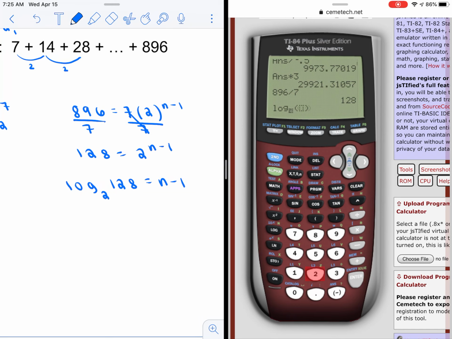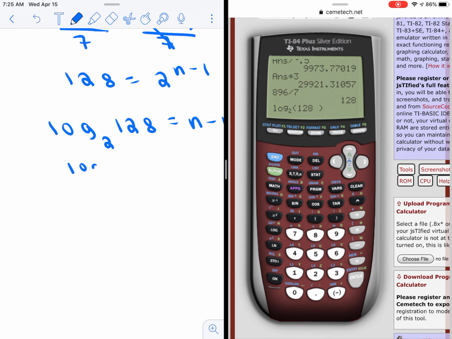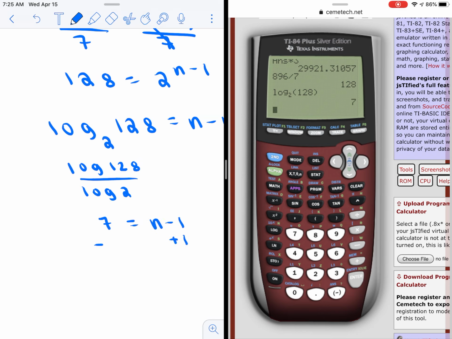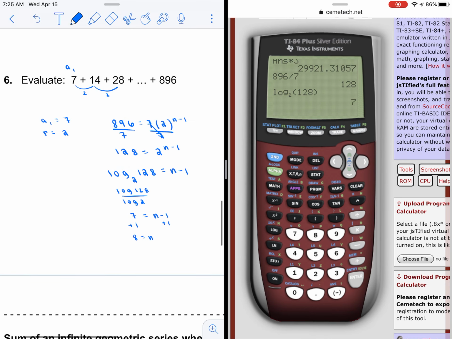So log base 2 of 128, or alternatively, you could be doing log 128 over log 2. But you're getting a value here of 7. But remember, we have to add 1 to that. So our n value is actually equal to 8.